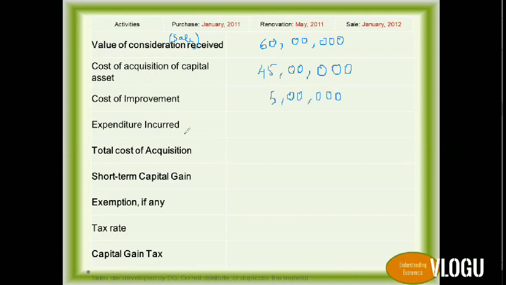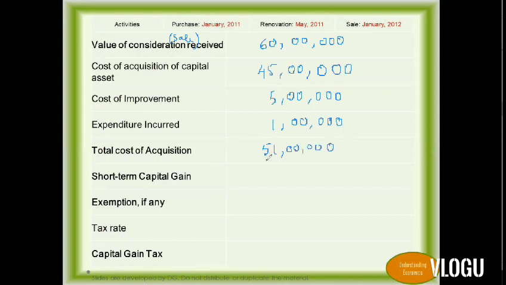Now, has he incurred any expenditure for this? Yes, he has incurred an expenditure equal to 1 lakh rupees, because he has paid it to the broker during the purchase. So what will be the total cost of acquisition then? The total cost of acquisition will be 45 lakh plus 5 lakh plus 1 lakh, which together consist of 51 lakh rupees.